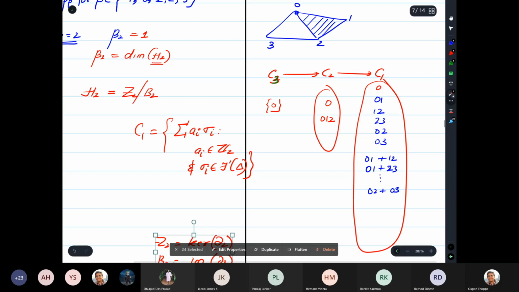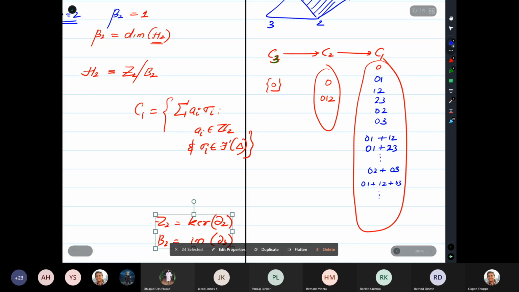What else would we have? Taking 3 edges. Very good. So [0,1], [1,2], [0,3], and so on. And what would be the final one? I'm not going to list everything, but what would be the final one? Of all the edges. Very good. [0,1] plus [1,2] plus [2,3] plus [0,2] plus [0,3]. Is this okay? So this is how your C1 looks now, right?